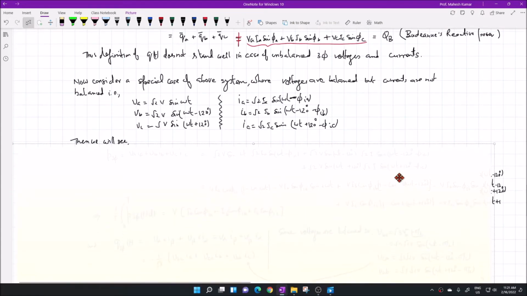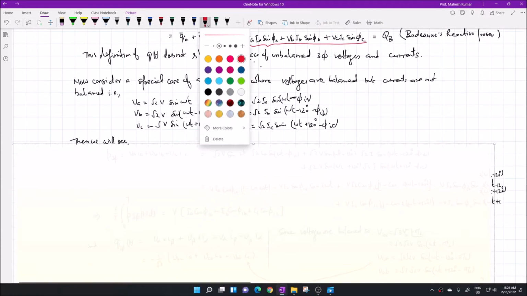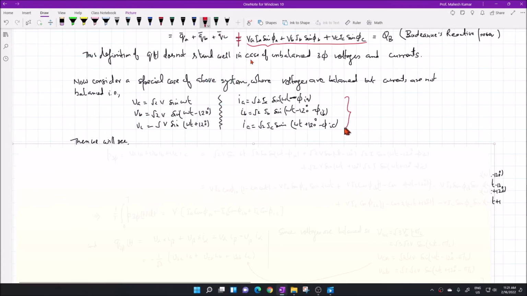So these are represented here. As you can see from these three equations, these three voltages are balanced, same magnitude for BA, BB, BC, and the angle is symmetrically displaced by minus 120 and 120 degree.